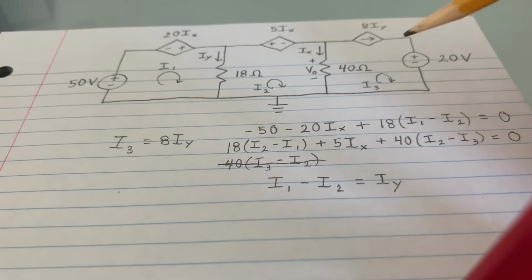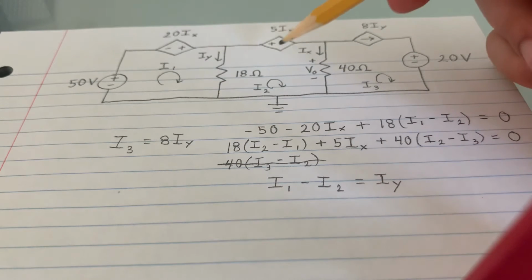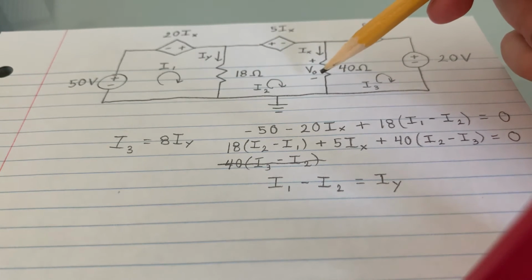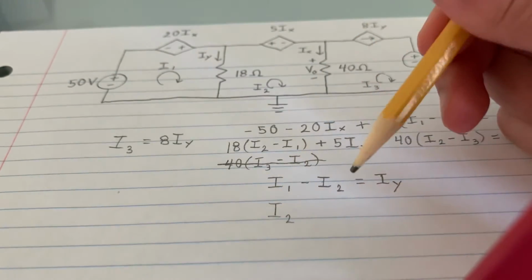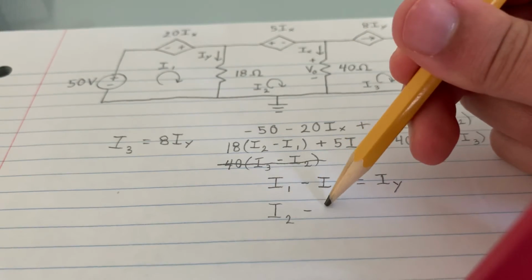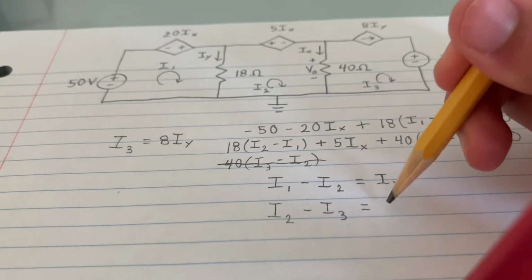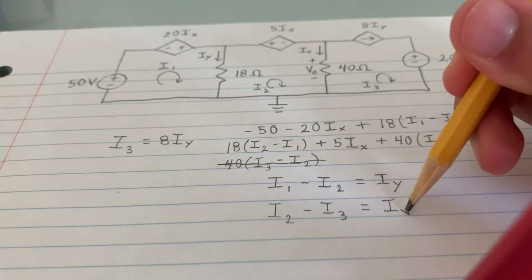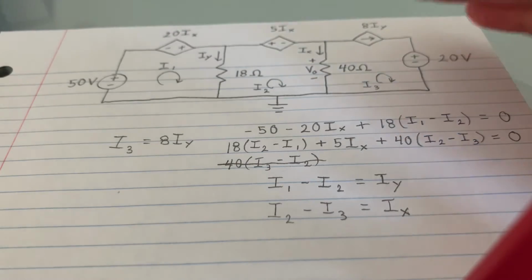And we can do the same for Ix. Ix is the current through this branch. What current is flowing in the direction of Ix? I2. So I2 is the positive part. What's flowing in the opposite direction? I3. Subtract I3, and that's going to equal Ix. We now have all 5 of our equations that we need. We can solve for each of them. So let's do that.